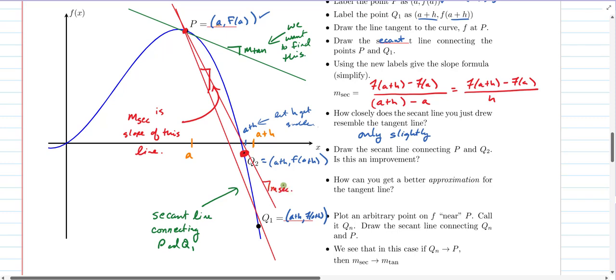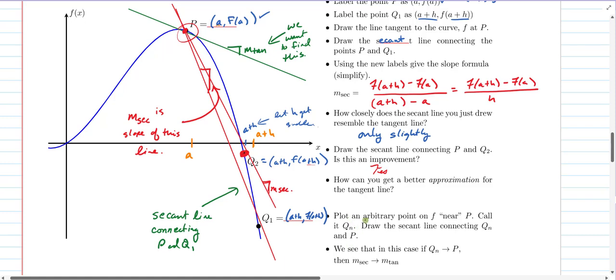And so this is the slope of the secant line passing through 2 points where I kept P the same, but I moved this other point closer by letting h get smaller. And notice that still the slope of this second red line does not match the slope of the green line, but it's a better approximation. So my question for you, is this an improvement? And the answer is yes, it is. And my question for you is, how can you get a better approximation for the slope of this tangent line? What are you going to do?